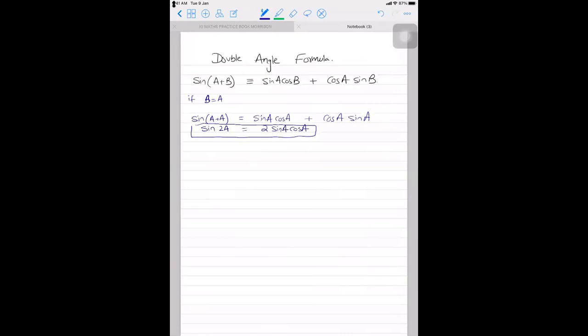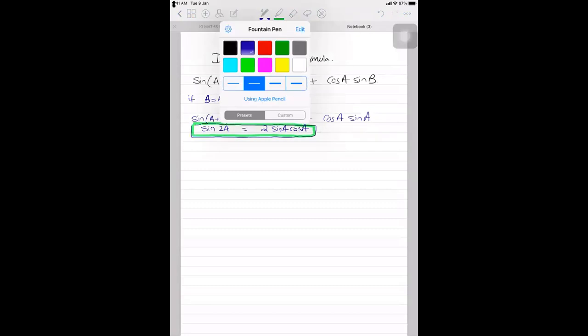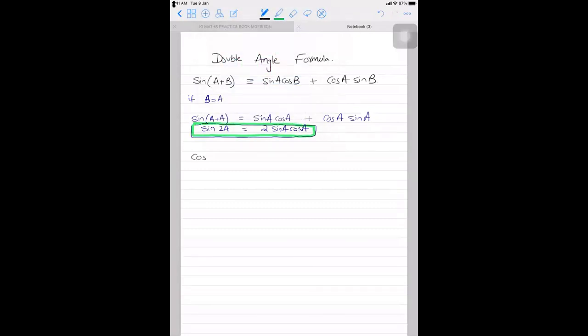All right. So sine of 2A comes out to be equal to 2 sine A cos A. That is the first double angle formula that you are going to remember. Then moving on to cos A plus B. Cos A plus B was equal to cos A cos B minus sine A sine B.